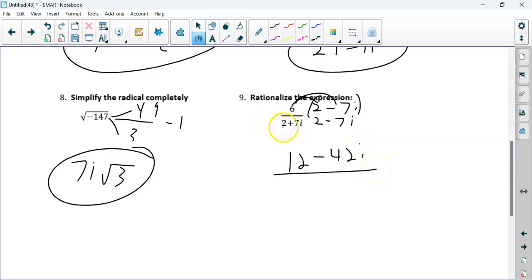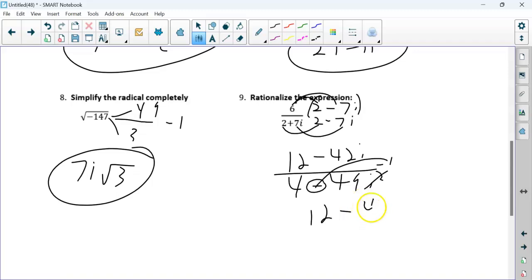On the bottom, remember, you only have to do the first and the last because the middle terms are going to cancel out. 14i minus 14i. So 2 times 2 is 4. Again, careful here. It's going to be minus 49i squared. This should always be minus. But this is negative 1, we're just going to make that plus. So 12 minus 42i.